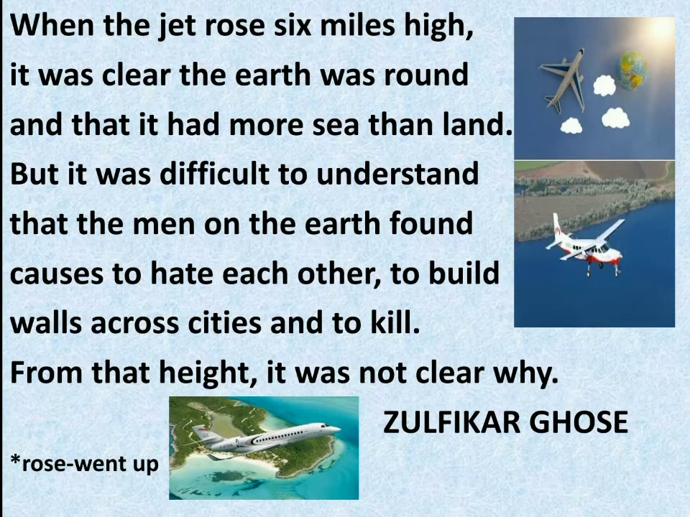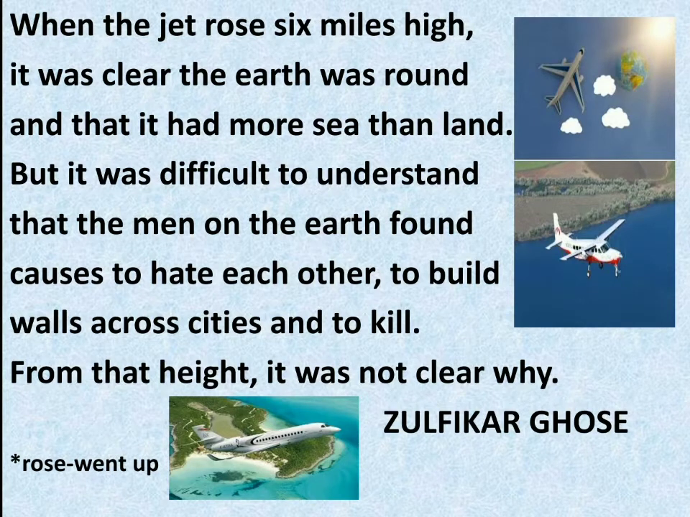But it was difficult to understand that the men on the earth found causes to hate each other, to build walls across cities and to kill. From that height, it was not clear why. So here the poet understood the logic of geography from that height. However, he couldn't understand the logic of human hatred for each other. He couldn't understand why they have decided to live separately, right? Why there are walls across the cities, and why people want to kill each other?